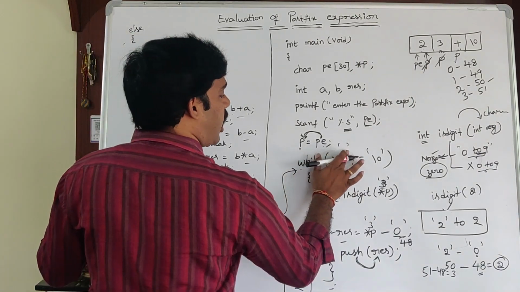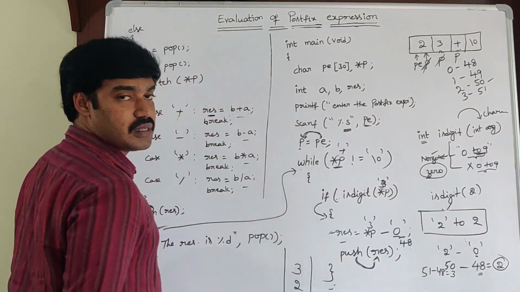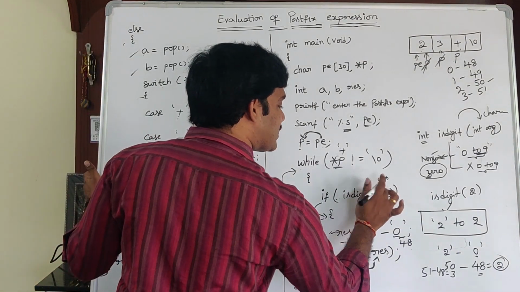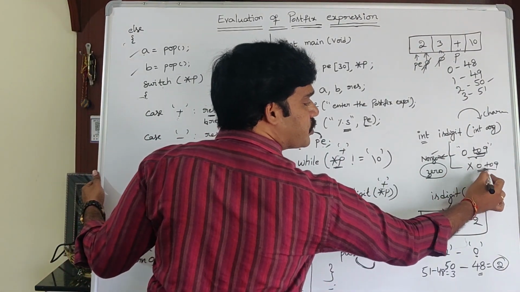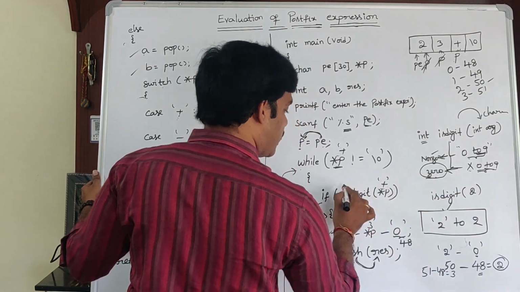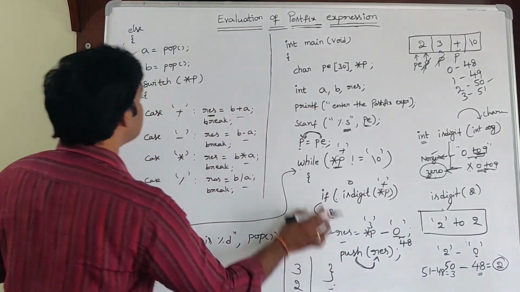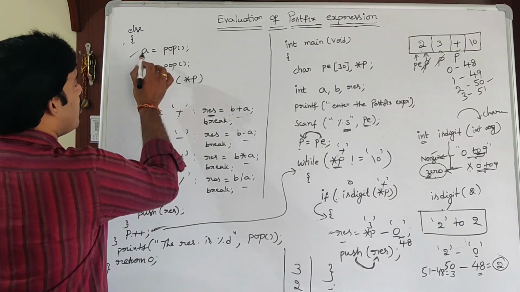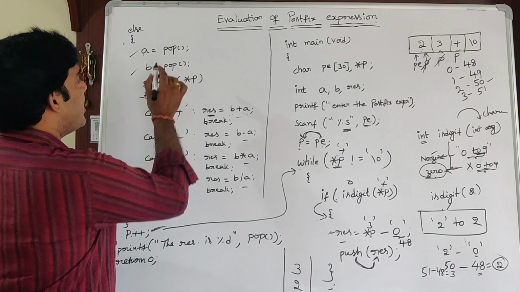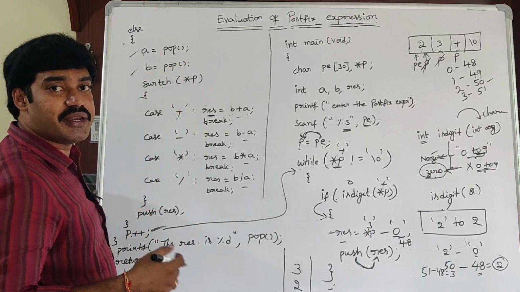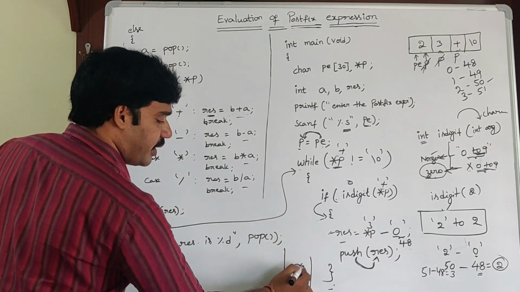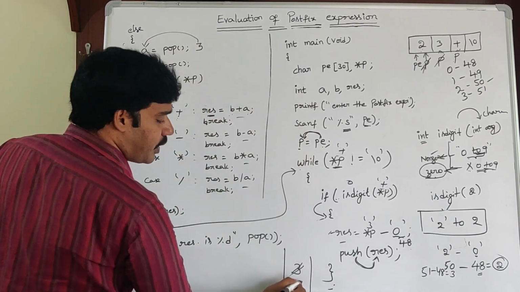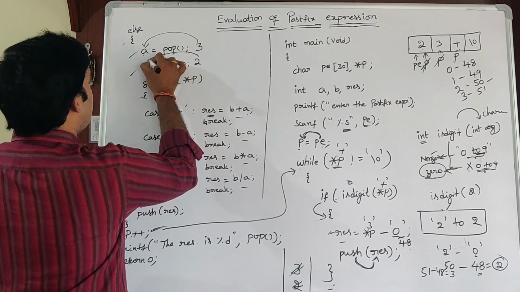Next, while of *p, which is plus, not equal to \0, the condition is true. isdigit of plus, other than 0 to 9, returns 0. So if of 0 means the condition is false, so it comes to the else block. That means if it is an operator, then pop the two elements from the stack. A equal to pop means which element is to be deleted? The topmost element is deleted, that is 3, assigned to the variable A. Next popped element is 2, assigned to the variable B.